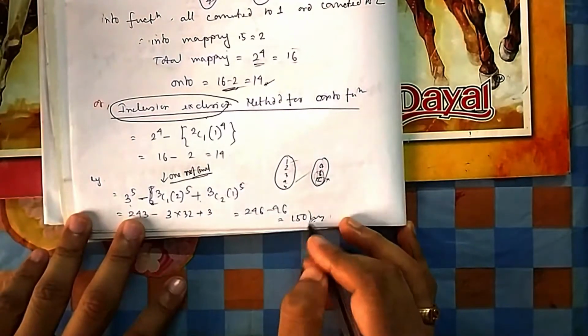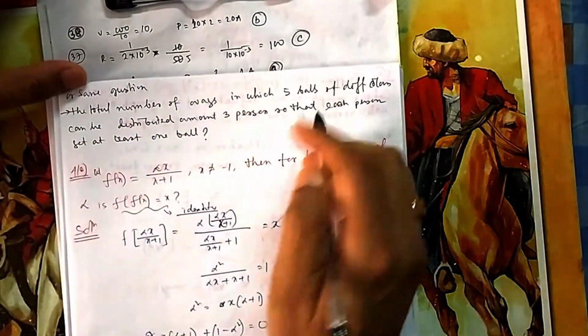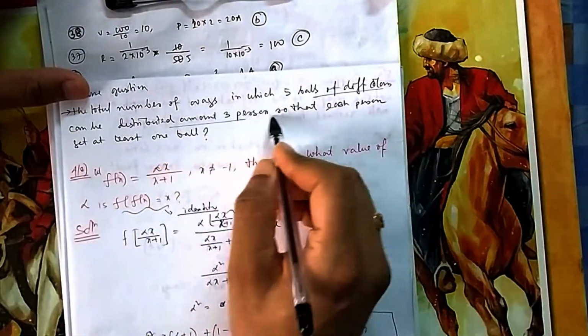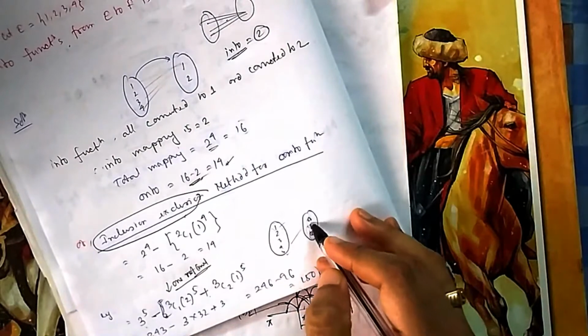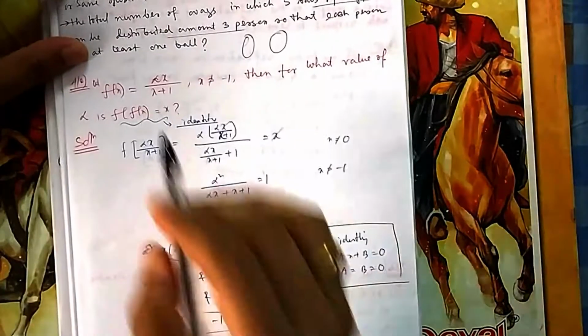Okay, but here it is a different question I have taken. You will learn all these things in permutation combination. This is also one of the questions for permutation combination, in which 5 balls of different colors can be distributed among 3 persons. You can think these are 5 balls distributed into 3 persons, so that each one should get at least 1. At least 1 means no one should be left alone. That means you are writing an onto function. Okay, in 4b this is given.